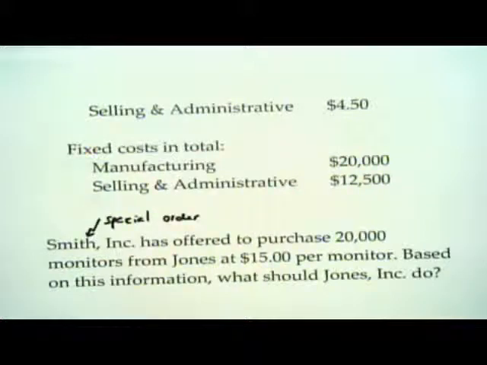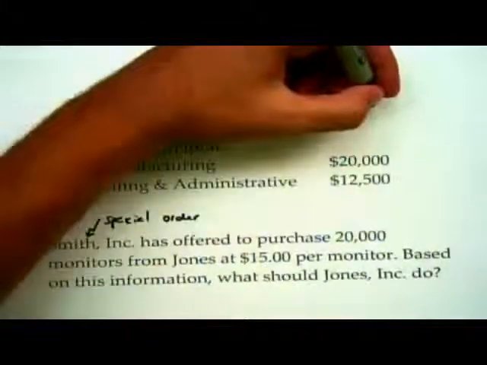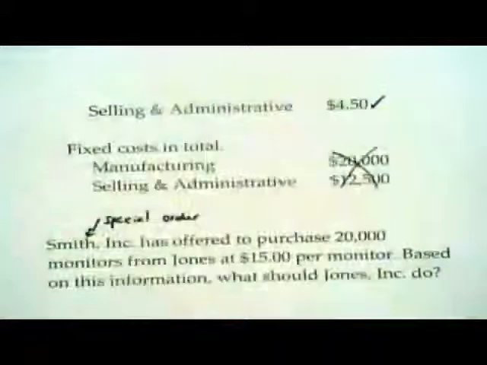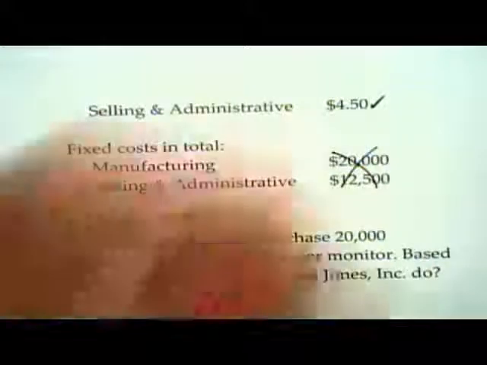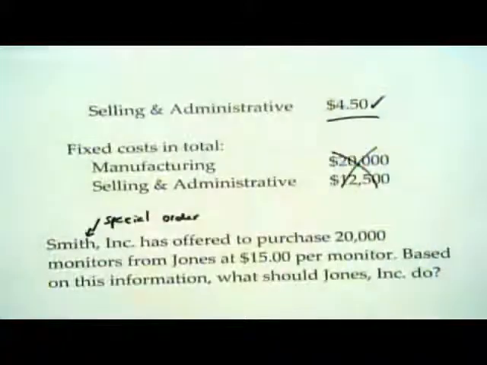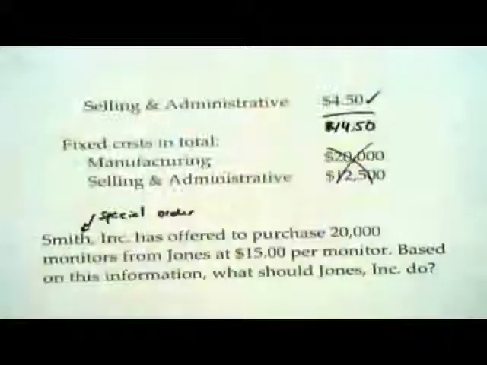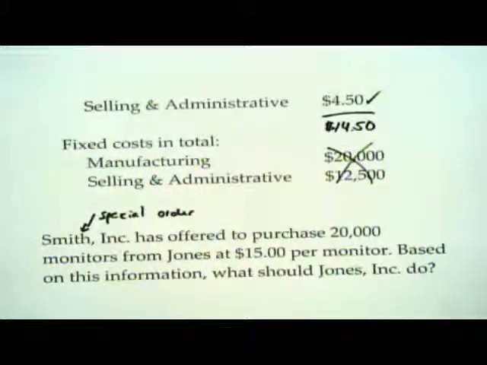Without any other information, fixed costs don't matter. Without any other information, variable costs always do matter. So this selling and administrative cost will matter, right? And now with no other information, which by the way, there is no other information, these fixed costs won't matter. So forget them, okay? So the only sum total variable cost that will matter is this what? You got it, $14.50, right guys? $14.50 is going to matter.